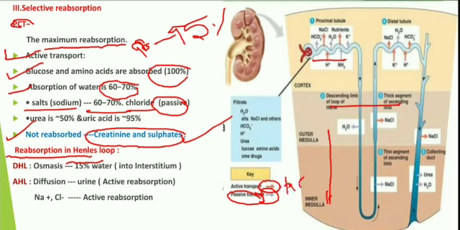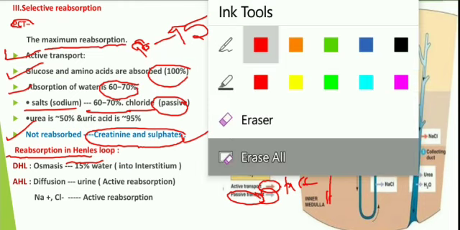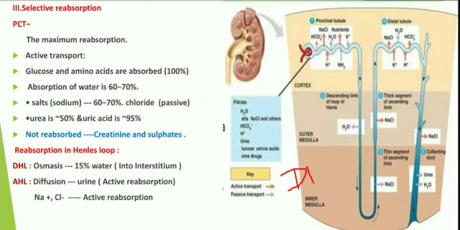descending Henle's loop. And this descending Henle's loop is permeable for water and impermeable for electrolytes. That means this descending limb can pass only water from the nephric filtrate to the interstitium, but it won't pass any kind of electrolytes.